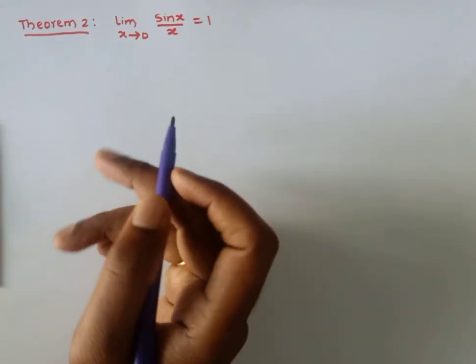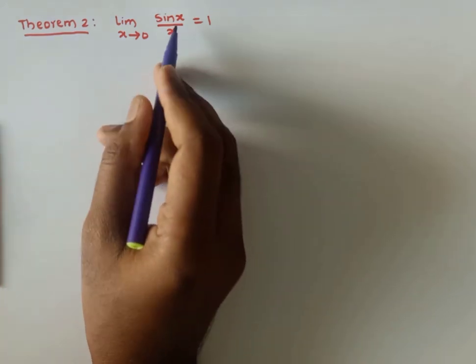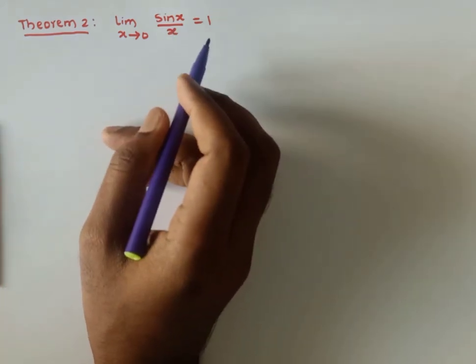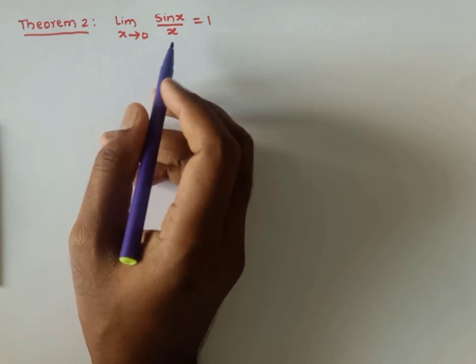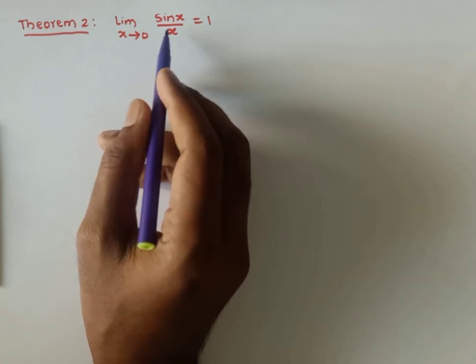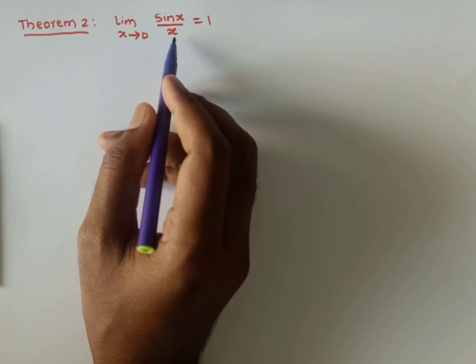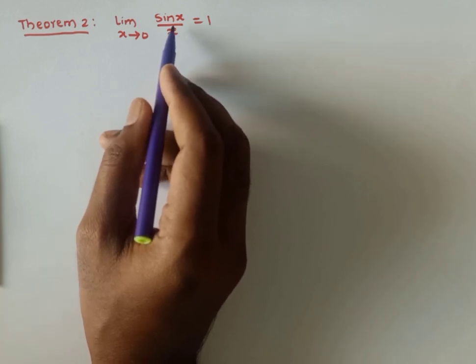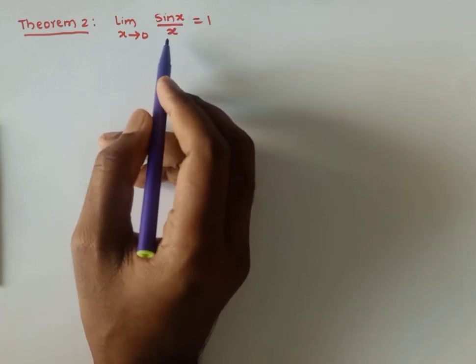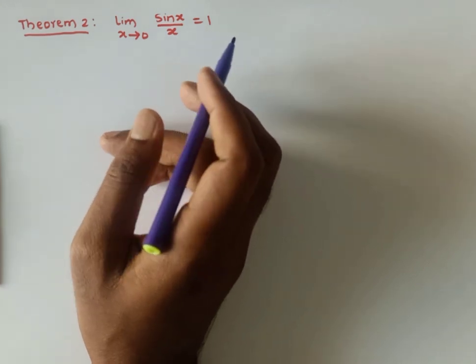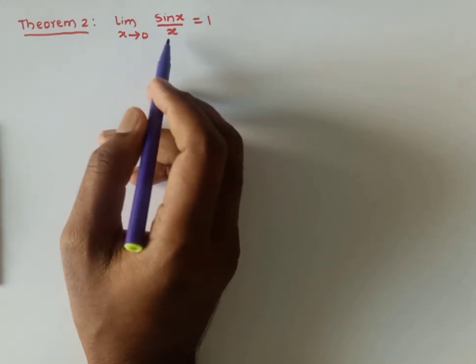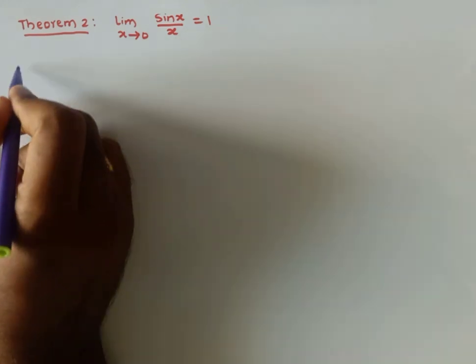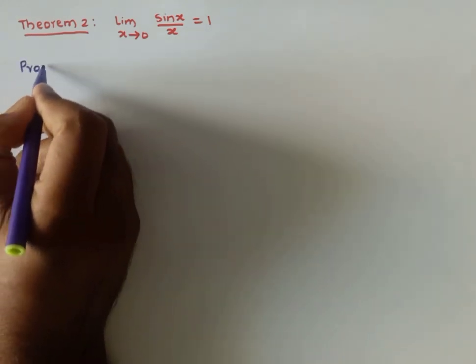Now the next, second theorem: the limit as x tends to 0 of sin x by x is equal to 1. Here we cannot apply the limit directly. If you apply the limit directly, the denominator is 0 and sin 0 is also 0, so it is 0 by 0, which is an indeterminate form. So we cannot divide 0 by 0. So here, how to show this?